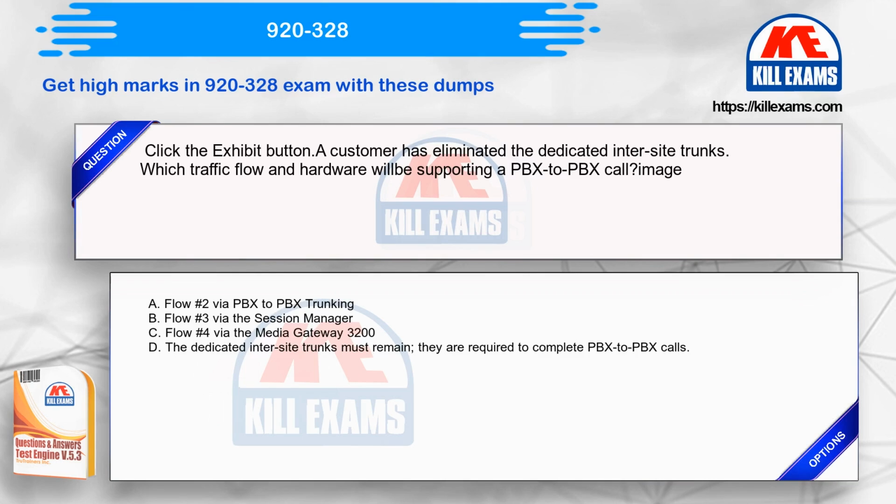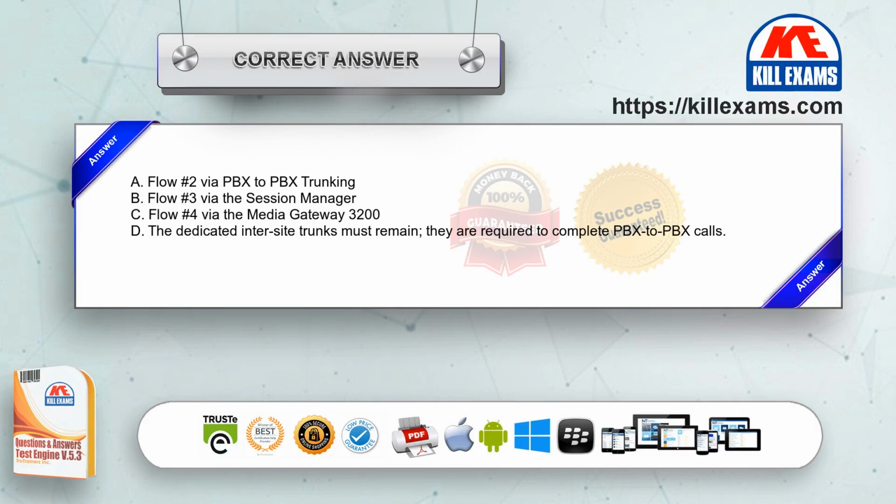Option B. Flow number 3 via the Session Manager. Option C. Flow number 4 via the Media Gateway 3200. Option D. The dedicated intersite trunks must remain, they are required to complete PBX to PBX calls. The correct answer is option C.